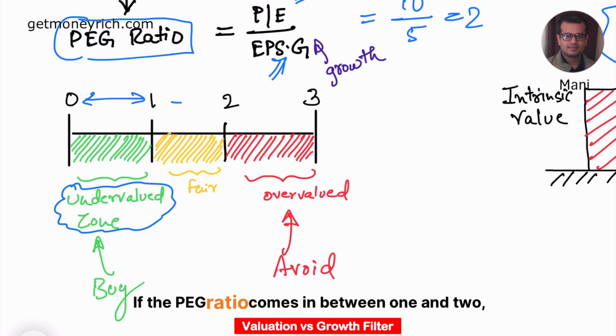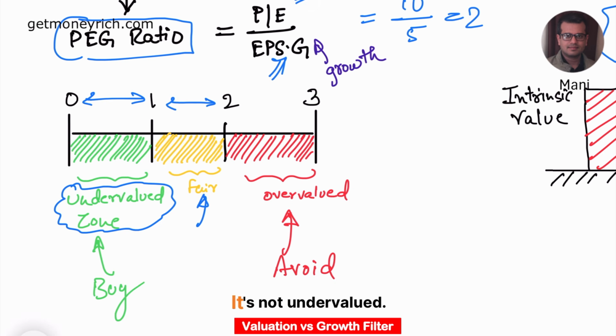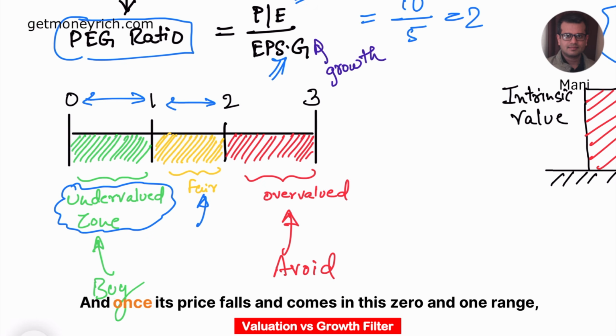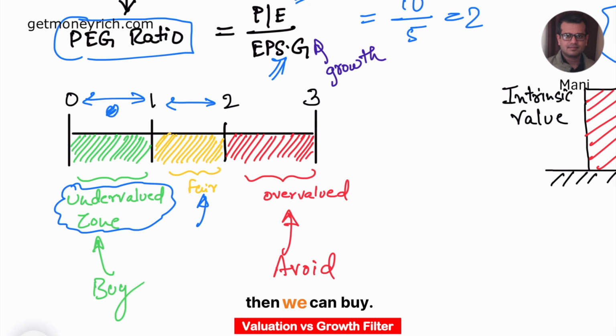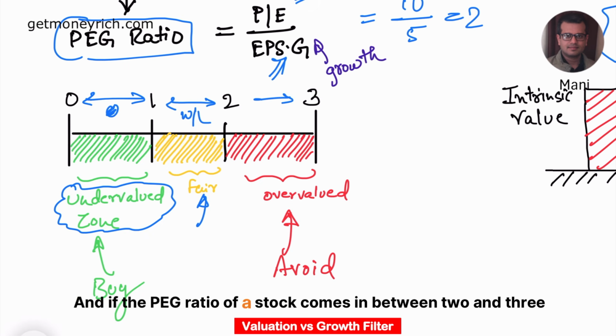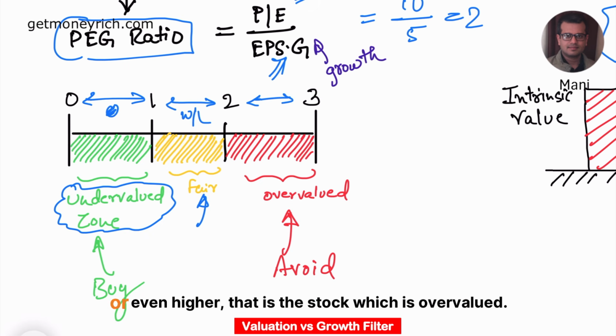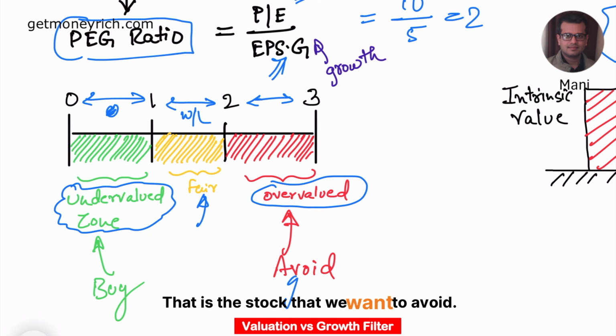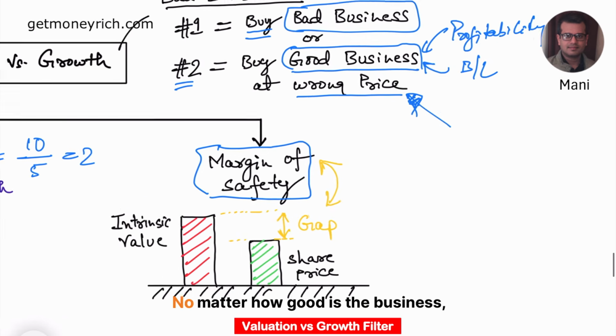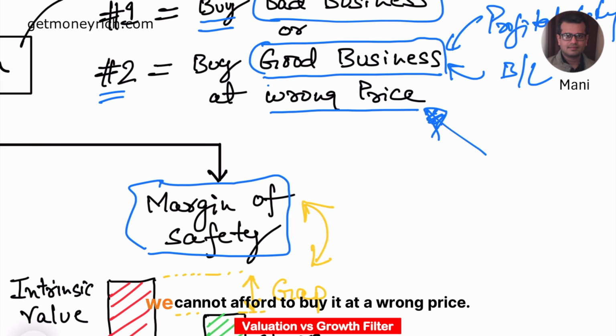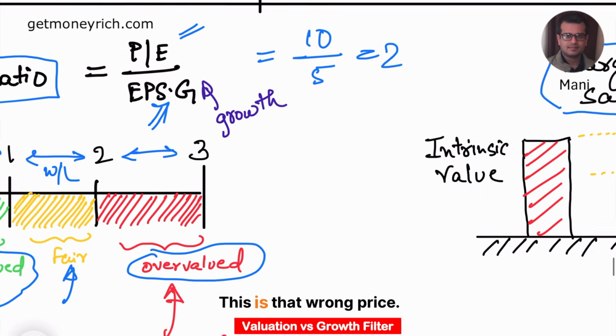If the PEG ratio comes in between 1 and 2, we can call that price as fair. It's not undervalued. We can keep that stock under watch list, and once its price falls and comes in this 0 to 1 range, then we can buy. And if the PEG ratio of a stock comes in between 2 and 3 or even higher, that is the stock which is overvalued. That is the stock that we want to avoid. Remember what we discussed? No matter how good the business is, we cannot afford to buy it at a wrong price. And what is that wrong price? This is that wrong price.